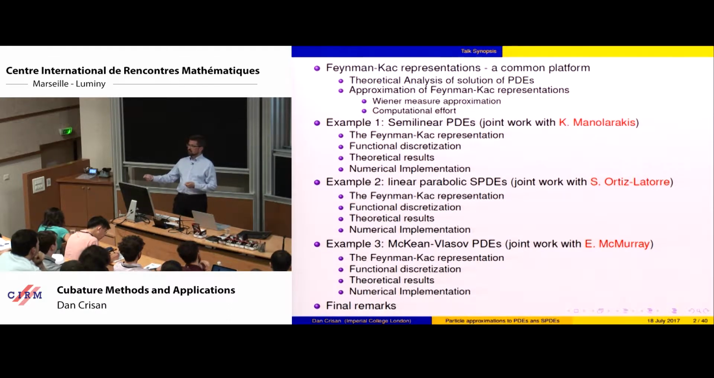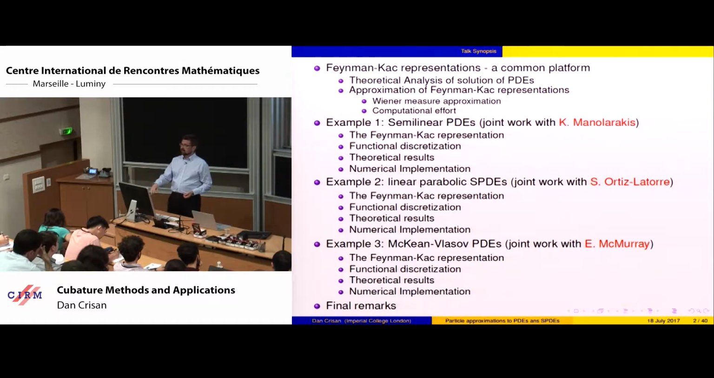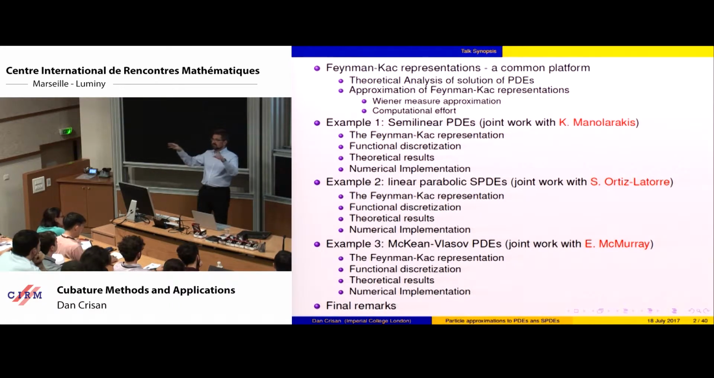The reason why they become very powerful is that, as you will see, all of these Feynman-Kac representations have a common denominator, and this is Brownian motion. And the cubature method simply is a method that provides an approximation of the Wiener measure. In all of the examples that I'm going to present next, the methodology has three parts. There are three steps, but somehow you do all three steps in one go.